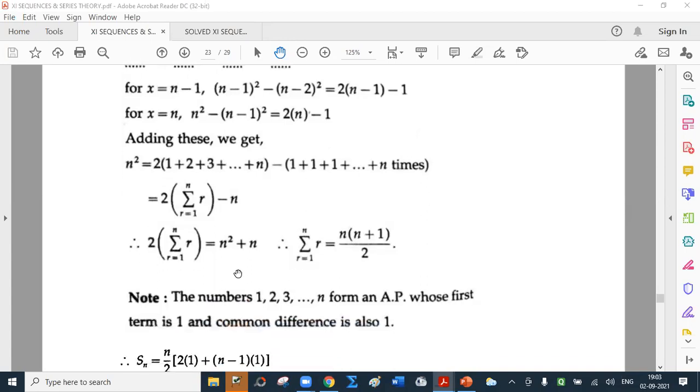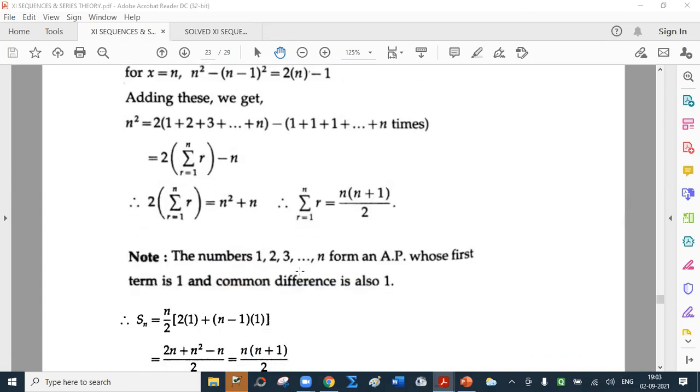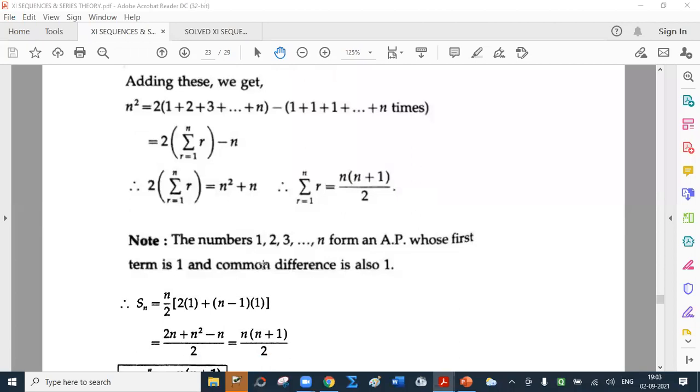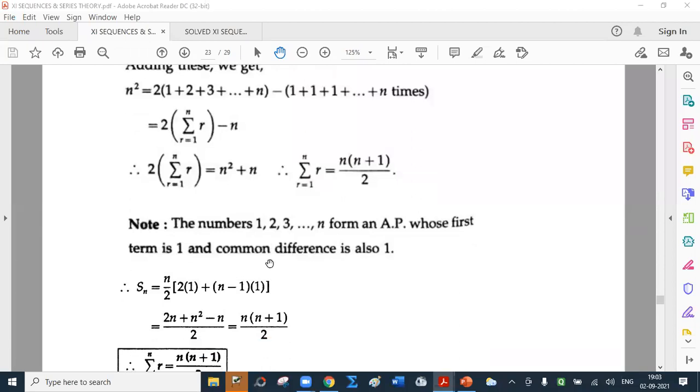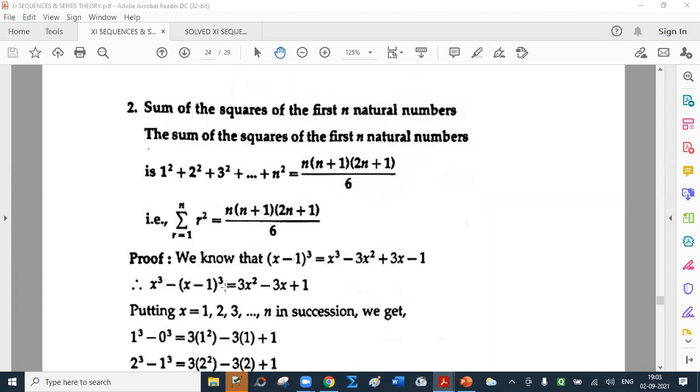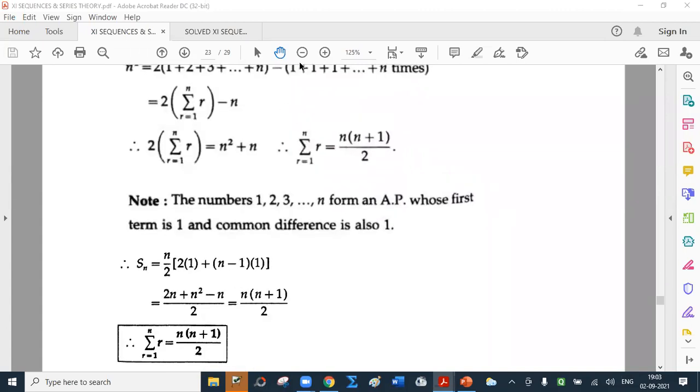Now we can use another method only in this case because numbers 1, 2, 3 up to n form an AP, arithmetic progression, with first term 1 and common difference 1. Use the formula to get the same. Okay.